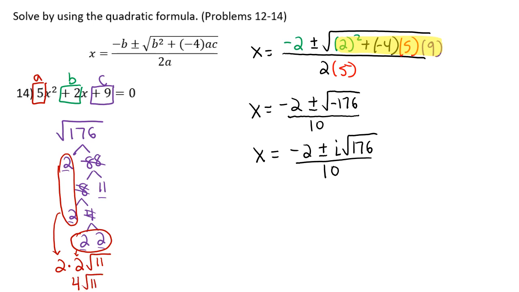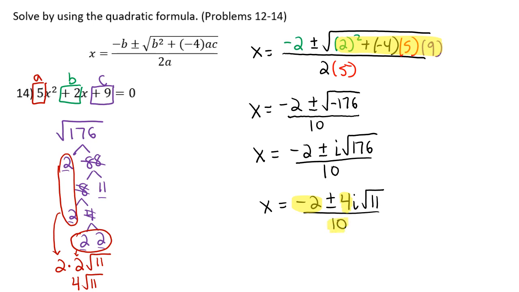Square root 11. So now back to my quadratic formula, I can go ahead and set up my answer to look more like this. I have a 4 in front of the radical, so I'll have 4i square root 11 over 10. So I've replaced the square root of 176 with the 4 square root 11. Now I have another thing. I have a -2 here, a 4 here, and a 10.